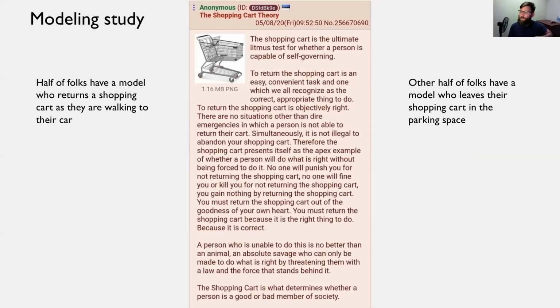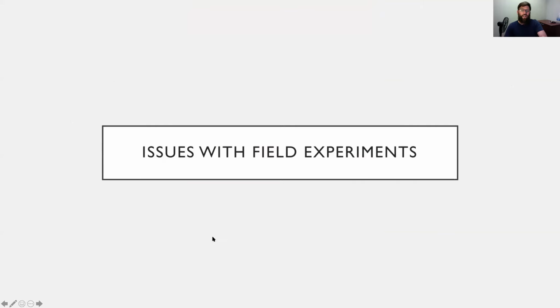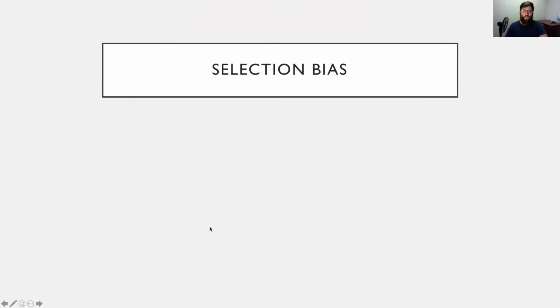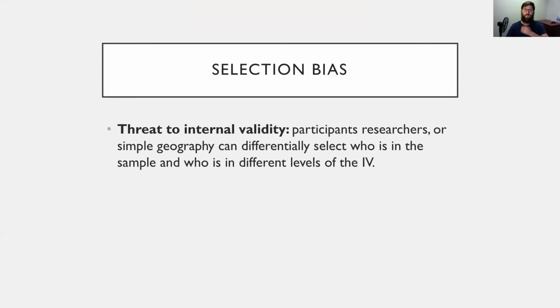Okay, so this would be an experiment. We judge whether or not they put the cart back or leave it out in the parking space. So maybe having a person model what to do is an independent variable that we can manipulate. But there are also some issues with field experiments, and we're going to talk about this. Selection bias is a big issue, and this is a big threat to our internal validity.